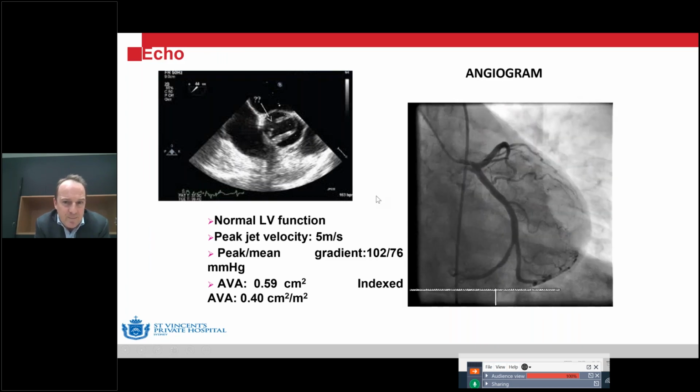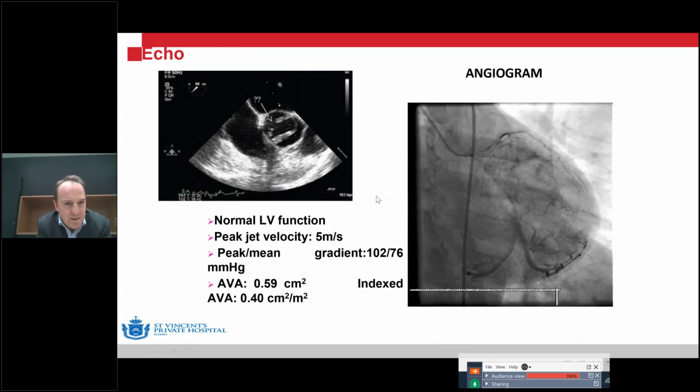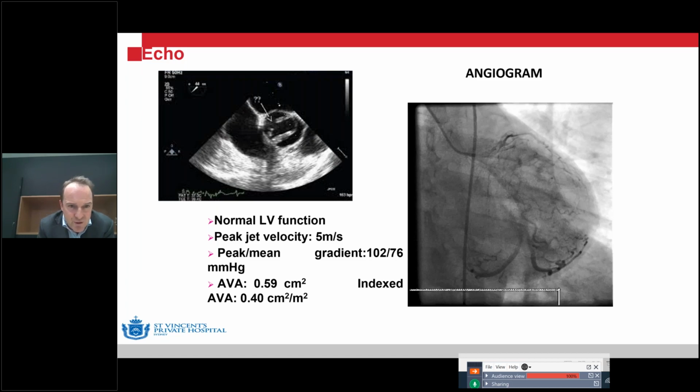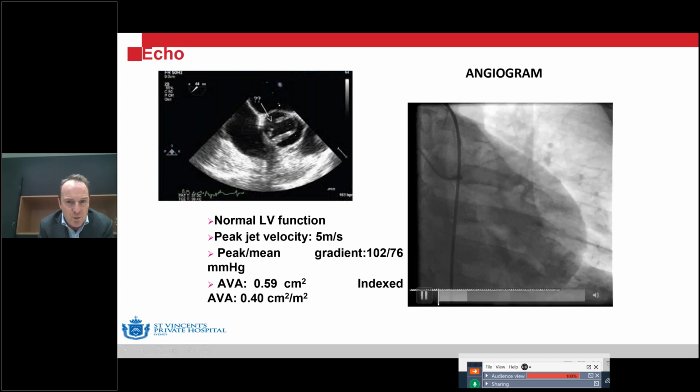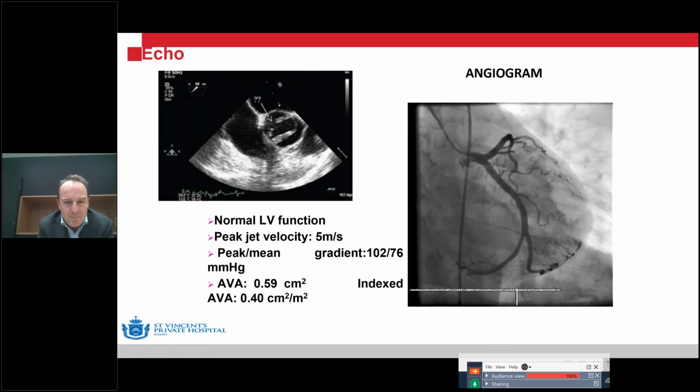A murmur was heard by his GP, and he was sent for assessment, and his echo on the left showed normal left ventricular function with very severe aortic stenosis, a peak jet velocity of 5 meters per second, which is actually classified as critical aortic stenosis, and a valve area of 0.59, which is very severe. You'll also notice on the echo where the arrow is pointing that instead of 3 leaflets, he's got 2 leaflets. So he's got a bicuspid aortic valve with critical aortic stenosis. And on the right-hand side, you can see he's got normal coronary arteries.